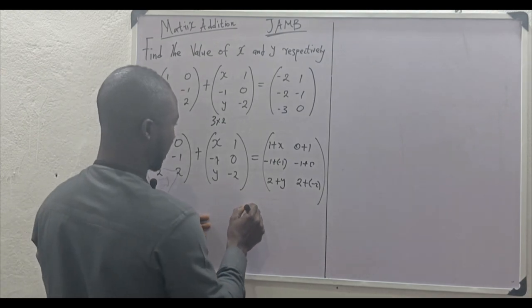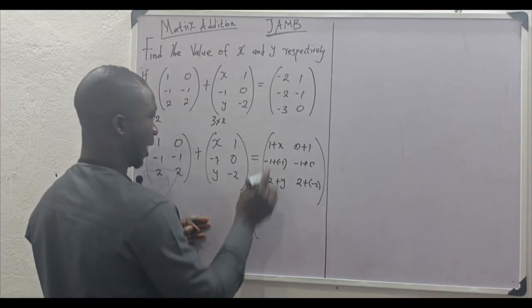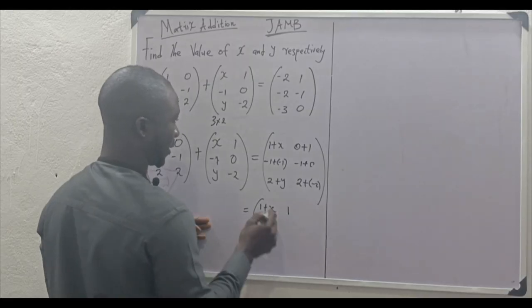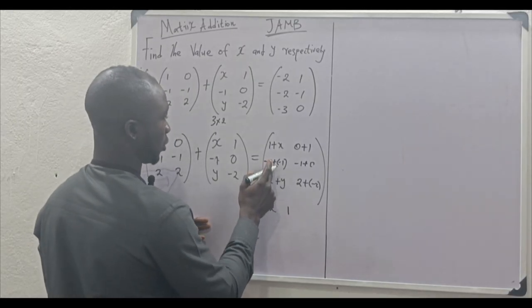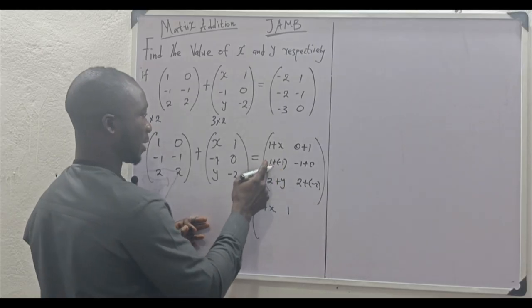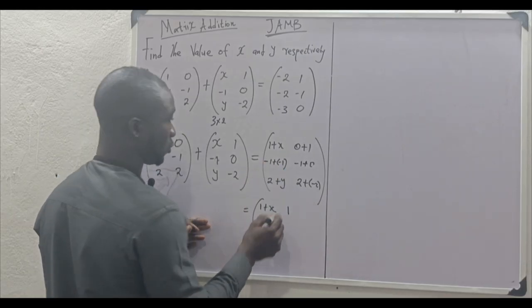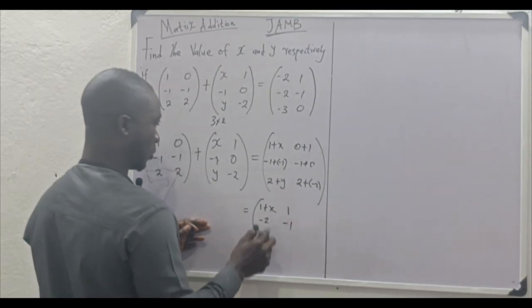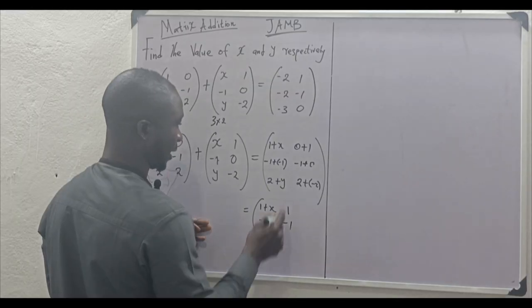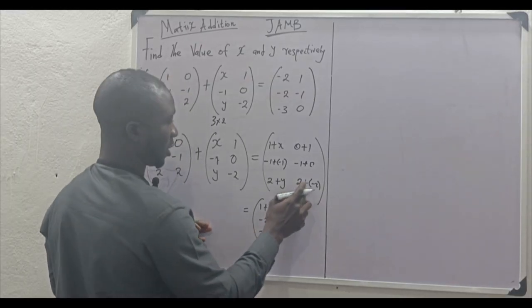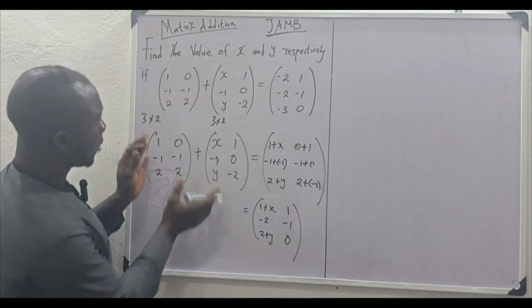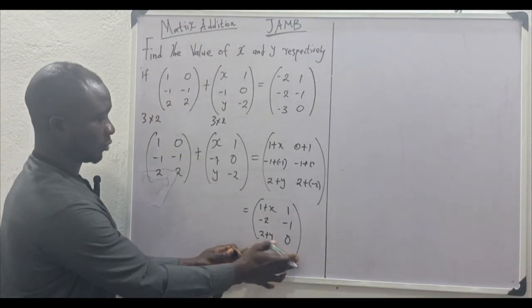And this we automatically reduce to 1 plus x, and then 0 plus 1 will give us 1. Here, plus times minus is minus, then minus 1 will give us minus 2. We then have minus 1 plus 0, of course, that is minus 1. Then we have 2 plus y, and eventually, plus times minus is minus, then 2 minus 2 will give us 0. So when we added these two matrices together, this is what we have.